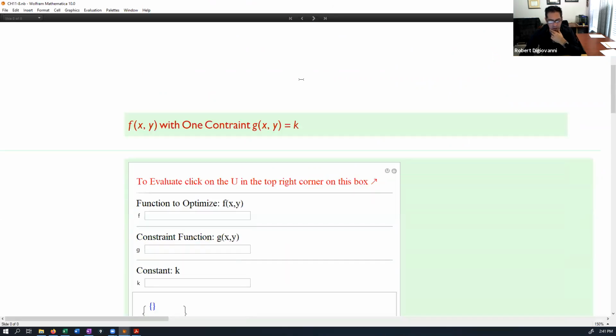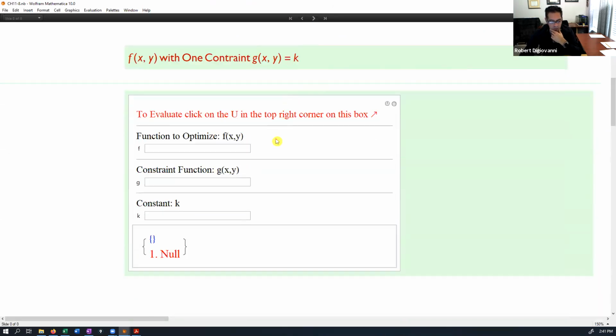All right, and then at some point in my life when I was doing these notes, I actually wrote programs to do Lagrange method. So I wrote a program where you just put in the function, like let's just do the one that we just did.